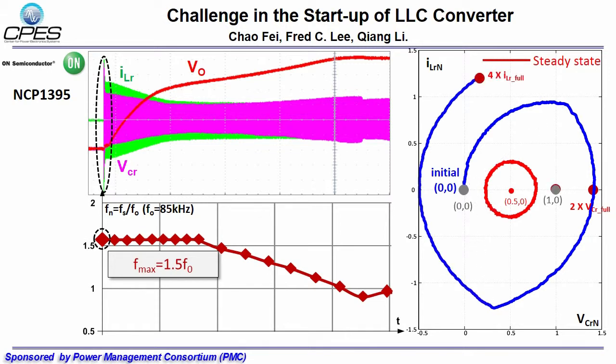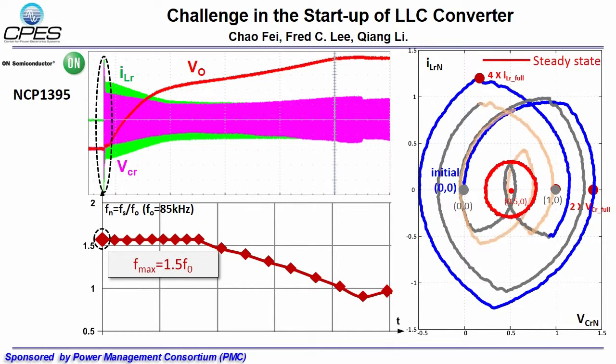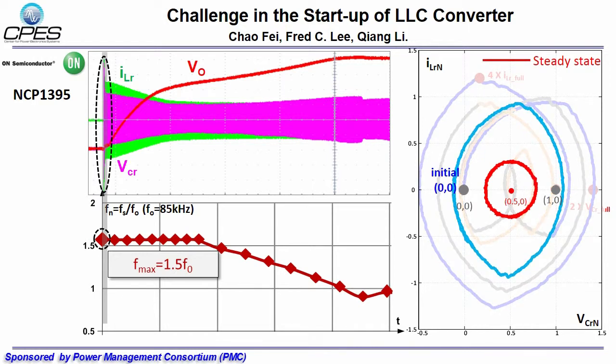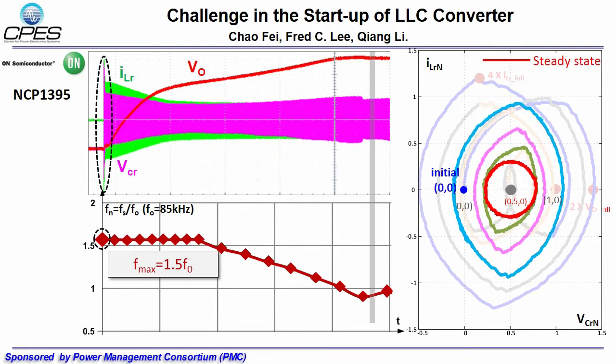These stresses will continue since the DC bias in the resonant cap has not been built up. After some switching cycles, the trajectory becomes smaller and smaller. It takes a long time to reach steady state, and there are very large stresses during startup.